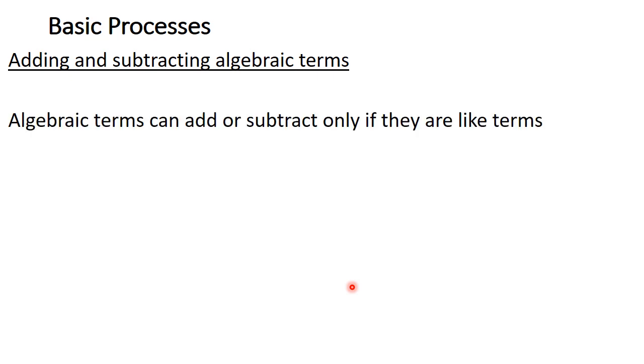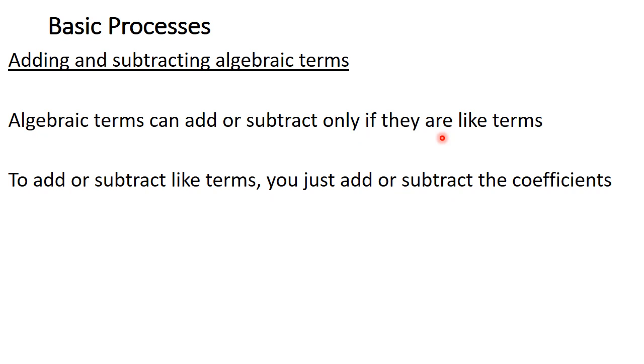To add algebraic terms, here is what you should always remember. Algebraic terms can add or subtract only if they are like terms. If they're not like terms, then algebraic terms cannot add or subtract. To add or subtract like terms, you just add or subtract the coefficients. For example, 2x plus 3x.